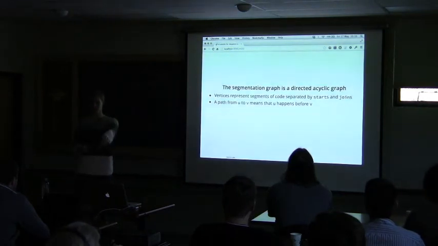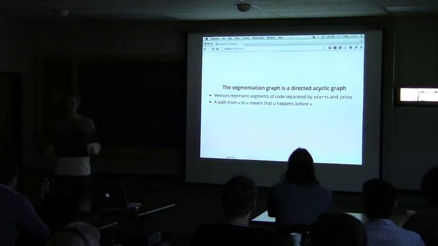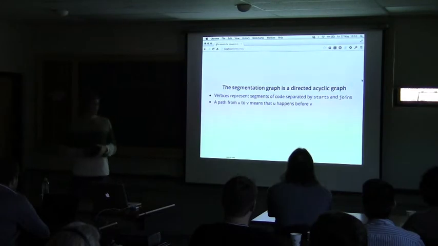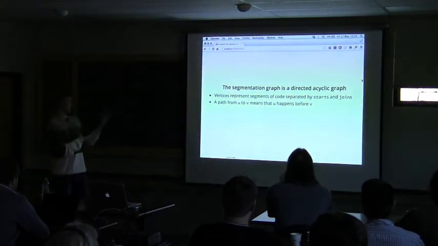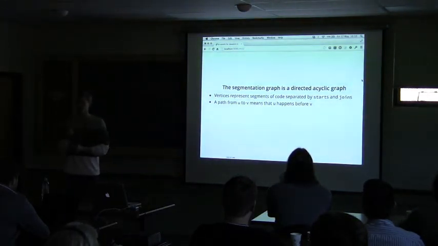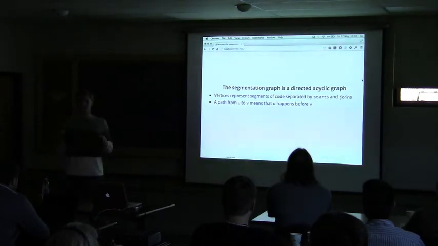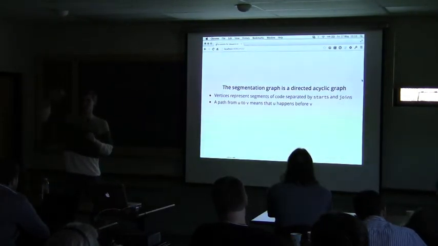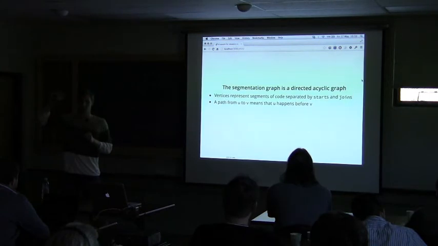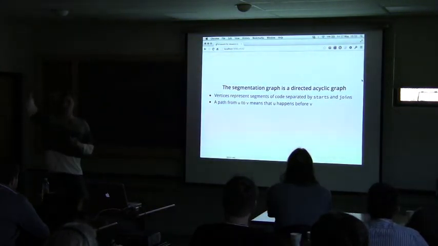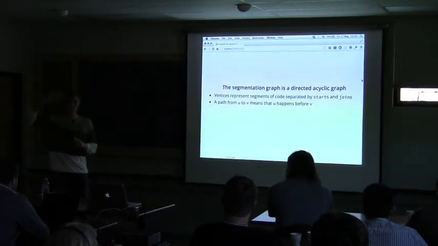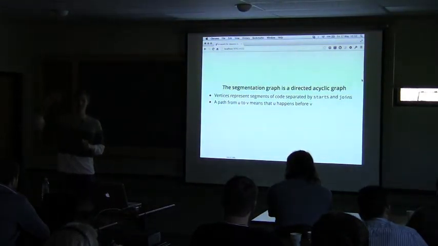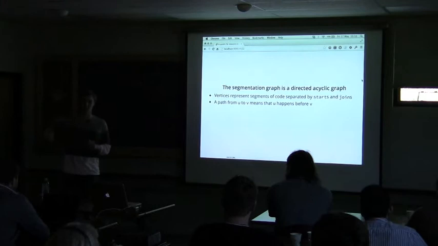And so we also have a segmentation graph, which is only useful for reducing false positives. Basically, it's a directed acyclic graph in which vertices represent segments of code that are separated by starts and joins. And a path from U to V means that the segment of code represented by U has to happen before the segment represented by V.